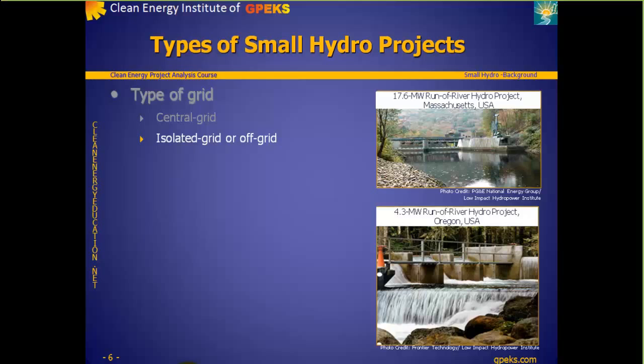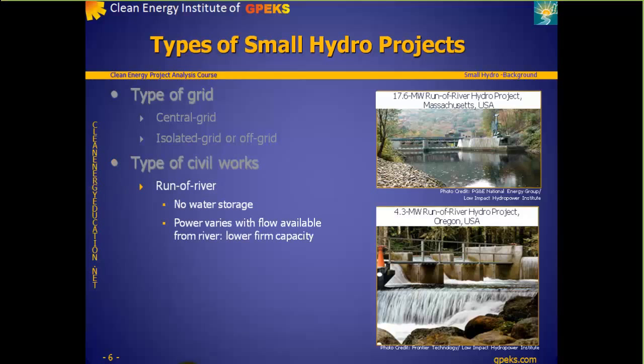The type of civil works can also be used to classify hydro projects. Specifically, the civil structures may result in a run-of-river system or include a water storage reservoir. In a run-of-river system, there is no water storage. The plant can make use of only the natural flow in the river at a given point in time, and as a consequence, the plant's power output varies in time. The plant offers little firm generation capacity, that is, the power output it can be counted on to produce, since the flow in most rivers declines significantly during certain seasons.